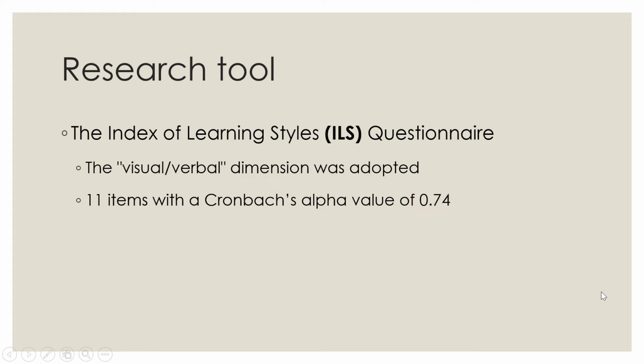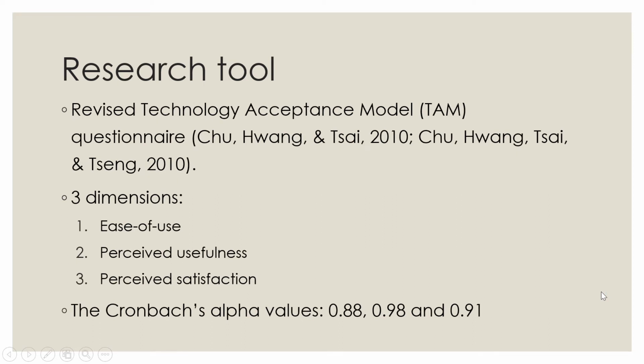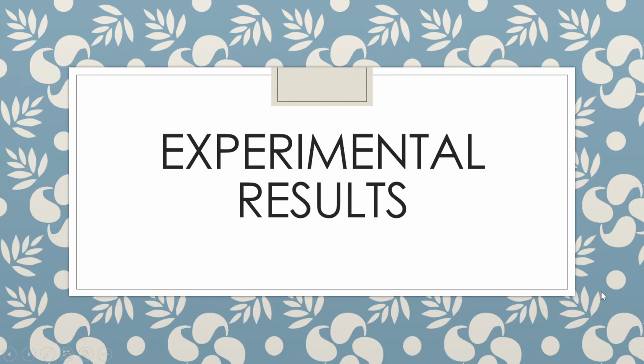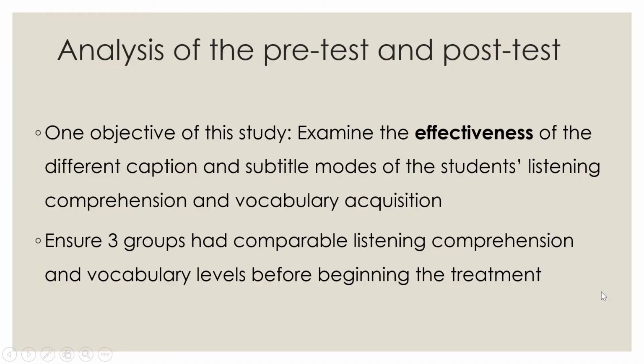Okay, and then they use this questionnaire to determine whether students are visual or verbal style learners. Okay, and the questionnaire contains 3 dimensions: ease of use, perceived usefulness, and perceived satisfaction. Okay, so here are the results.